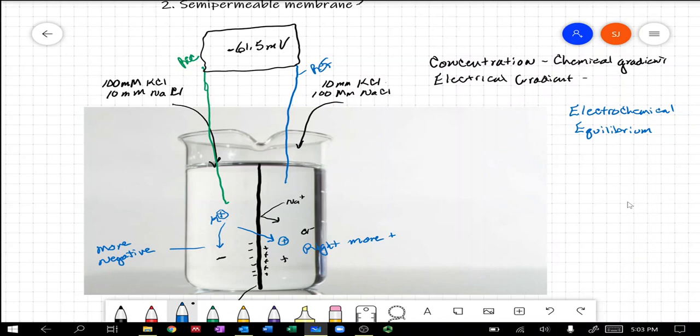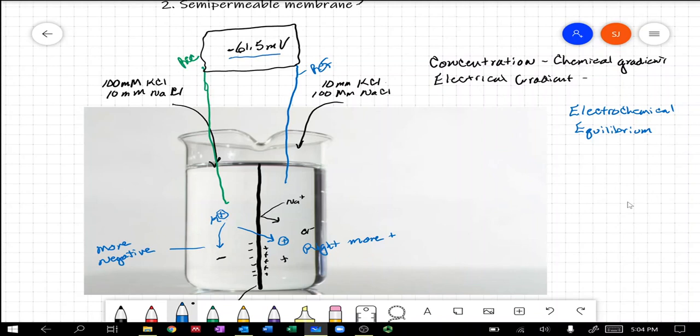So this happens when the electrical forces are equal and opposite to the chemical forces, or the concentration gradient. And that is going to determine just how much of this substance can move across the membrane. It's a little complicated, but we can do the math on this and figure out how many moles of potassium moved across the membrane to produce this charge.